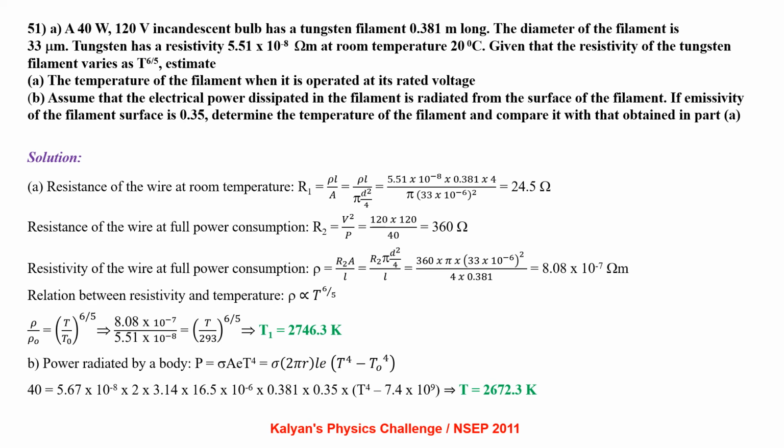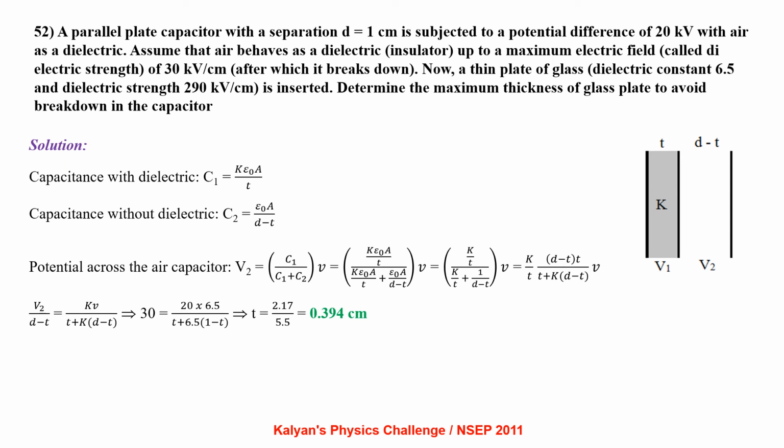2672.3 Kelvin. A parallel plate capacitor with a separation D equal to 1 cm is subjected to a potential difference of 20 kV with air as dielectric. Assume that the air behaves as a dielectric insulator up to a maximum electric field called the dielectric strength of 30 kV per centimeter, after which it breaks down.